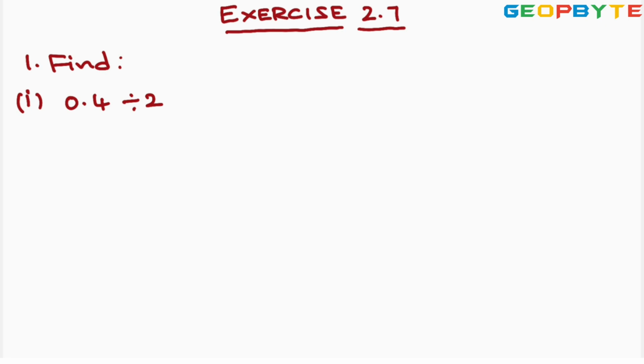In the previous video, we discussed division of a decimal number by a decimal number. Today, let us discuss exercise 2.7 problems. The first problem is 0.4 divided by 2.